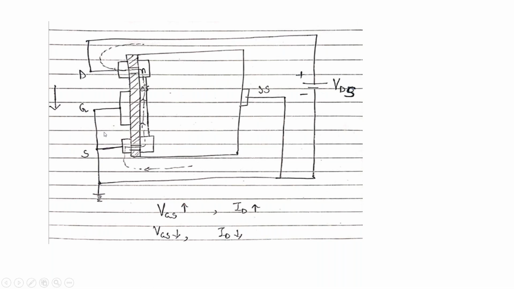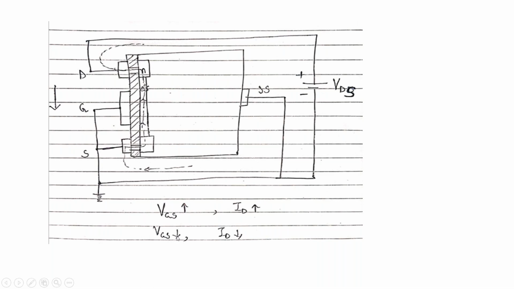When we increase VGS, that is, when we apply positive gate to source voltage, what will happen? The positive voltage here will attract electrons and will repel holes. So the free electrons available for conduction will increase here, so the current will increase. So by applying positive VGS, or by increasing VGS, ID will increase.